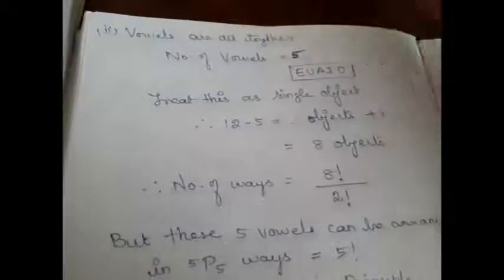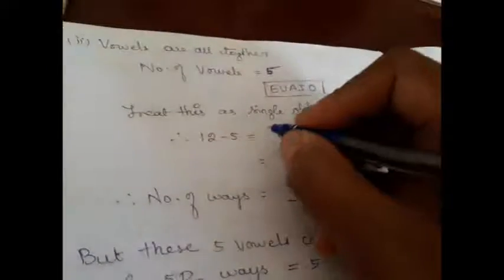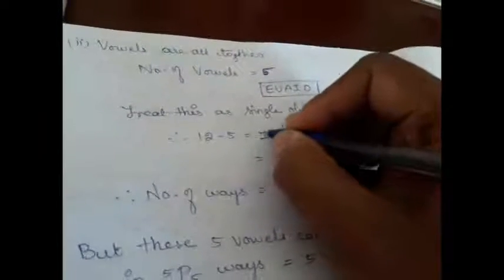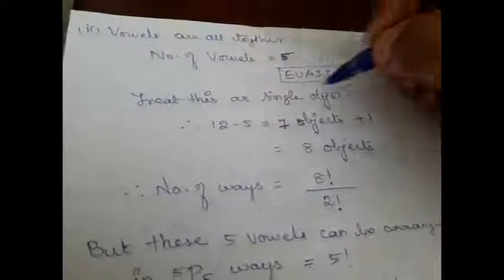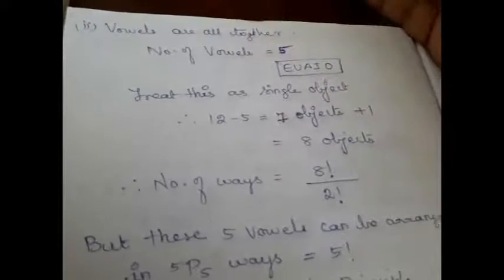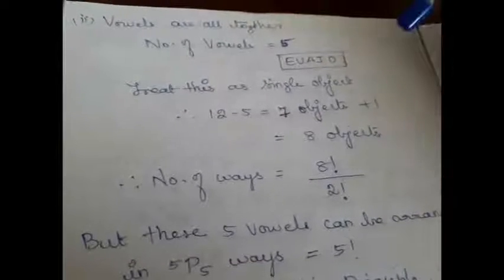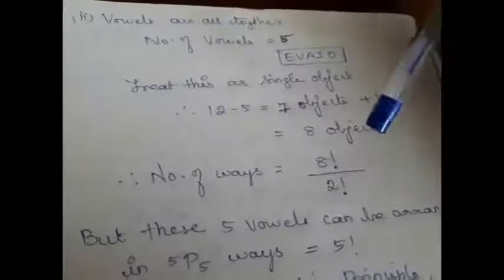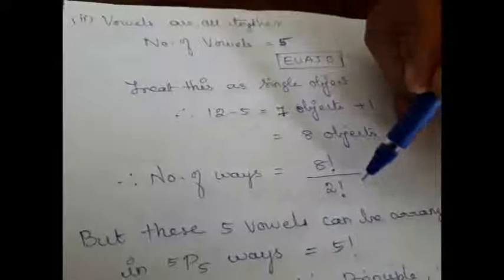So already 12 things are there. Out of 12, 12 minus 5 is 7. So 7 objects plus this one, which we treat as 1, so 7 plus 1 is 8. This is similar to the previous problem. So we are going to treat it as 8 objects now. Out of 8 objects, we see the letter T appears 2 times. So it is going to be 8 factorial divided by 2 factorial.